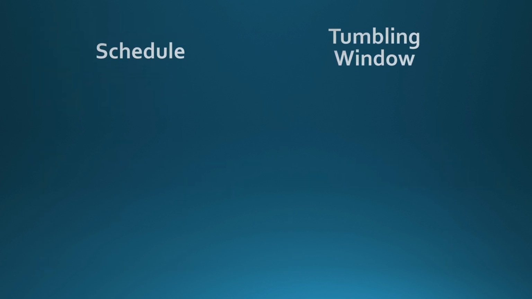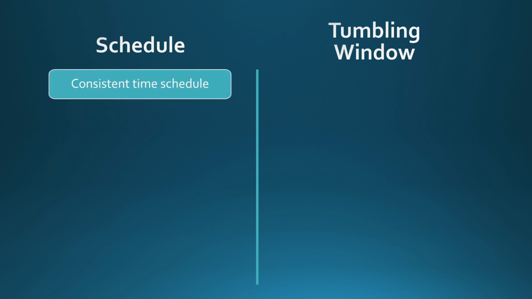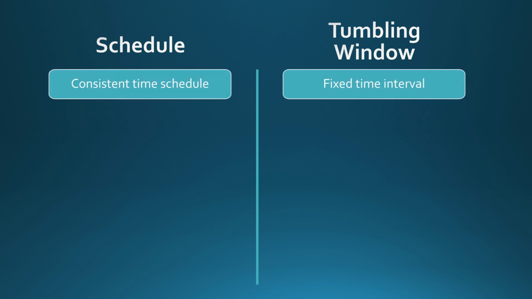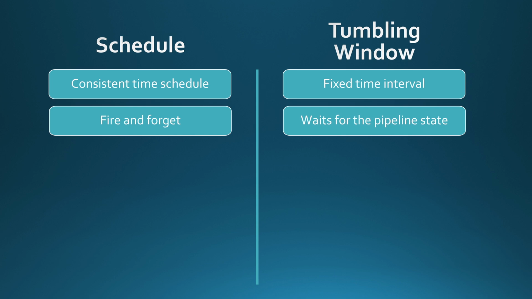Now let's just do a quick side-by-side comparison between these two time-based triggers so you really get the idea how they are different and you can choose the right trigger for your circumstances. The schedule trigger runs on a consistent time schedule and the tumbling window is a fixed interval. Schedule trigger is a fire and forget type, meaning that it doesn't care about the pipeline state at all and it will just fire and forget the pipeline after that.